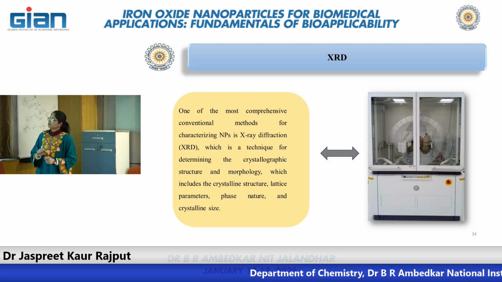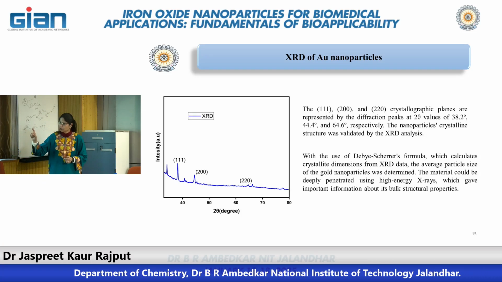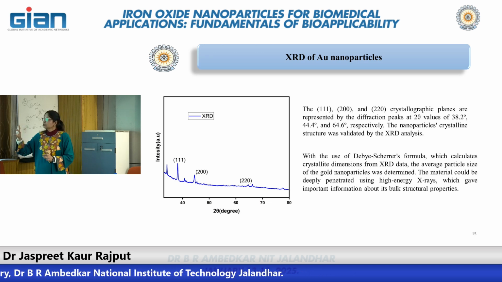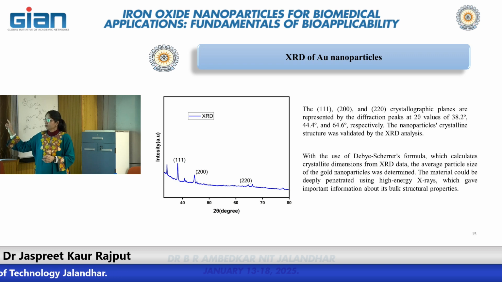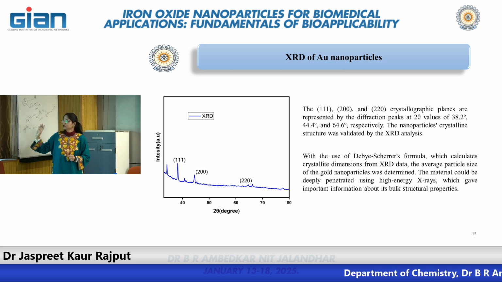So this is the XRD of the gold nanoparticle. You can see we have different planes: 111, 200, 220. This is already reported, and these planes are at different angles. Diffraction peaks are at different diffraction angles: 38, 44 and 64.